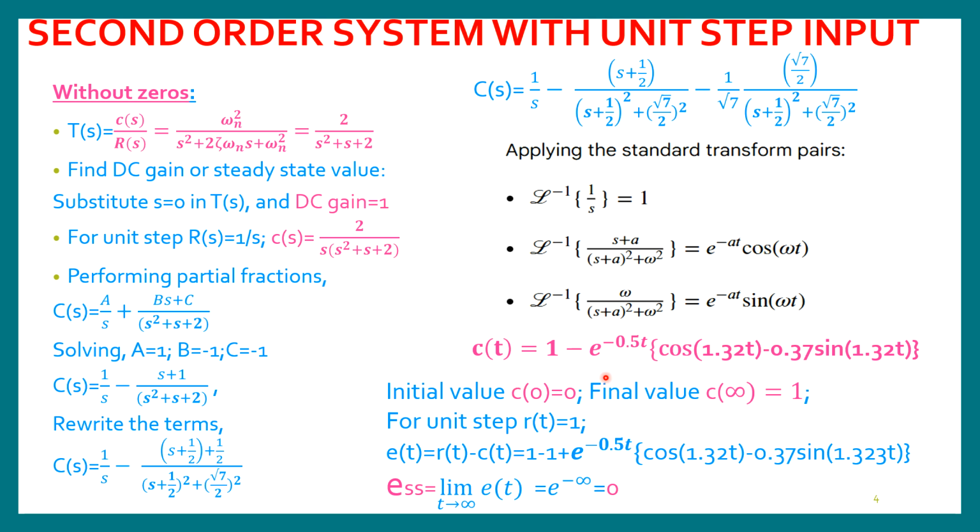Now in this equation, substitute t as 0 to get the initial value. When you substitute t as 0, the initial value is 0. When we substitute t as infinity, e power minus infinity is 0, so the final value is 1. So in between 0 and 1, there will be a transient contributed by the term e power minus 0.5 t into sine and cos term. This term will contribute the transient response. The final value is 1.